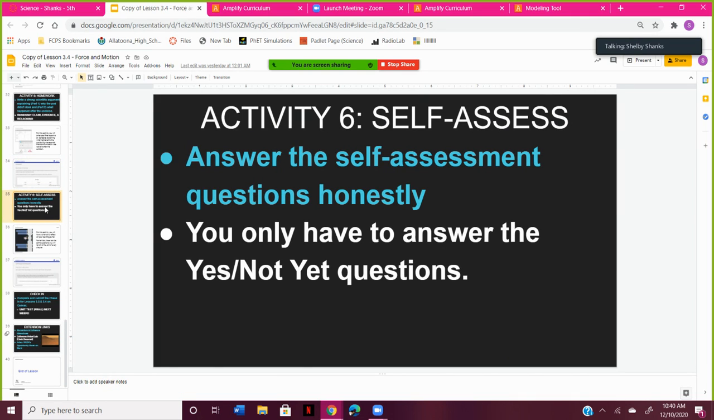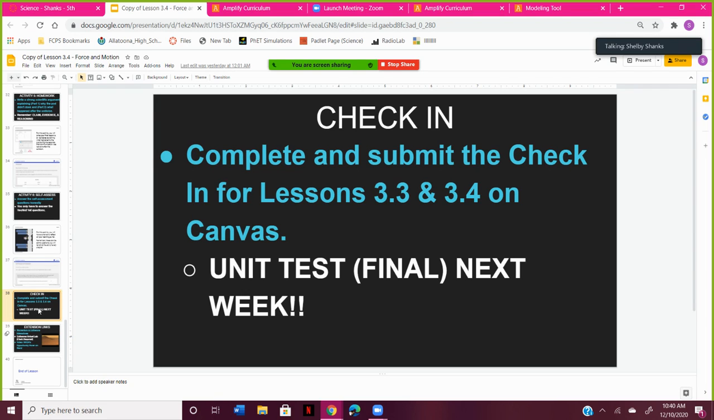All right, so for activity 6, you're going to do the self-assessment. You are only doing the 4 questions that say yes or not yet. You're only doing those 4 questions where you do the drop-down menu and put yes or not yet. You do not have to do any of the explanations. The last thing that you need to do once you get done with your homework and once you get done with the self-assessment, you're going to do that weekly check-in on Canvas. So for lessons 3.3 and 3.4, there should only be 4 questions in that weekly check-in, and it's worth 10 points. All right, so make sure you're focusing when you do that.